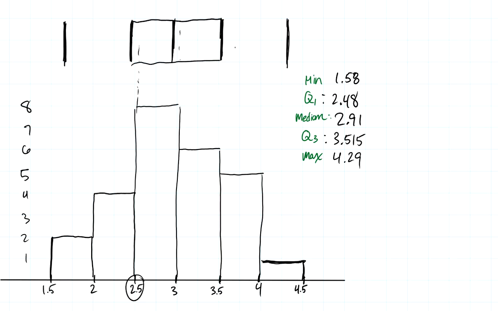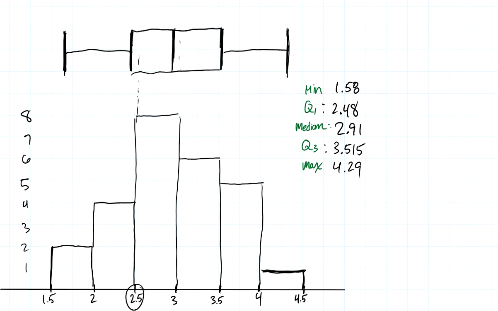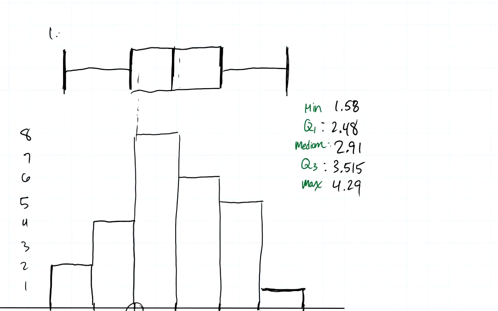So what I see here is my box plot, and I'll just finish this off this way. So here are the lines that go out. I see them. It's now a stacked box plot. I don't know that I have any commentary on it. The values up here are 1.58. This is, of course, 2.48. This is the 2.91. This is the 3.515. And then finally, this is the 4.29.